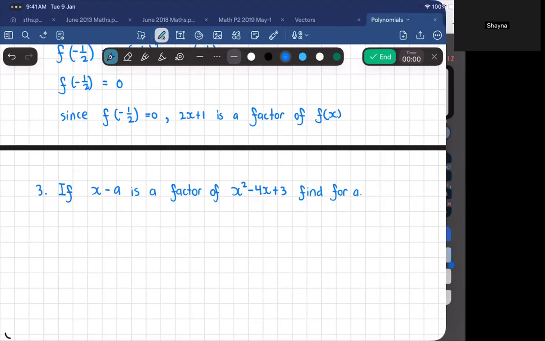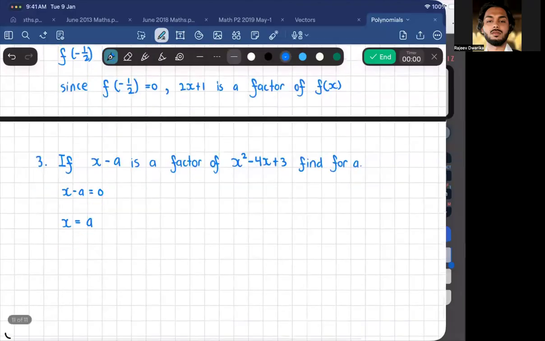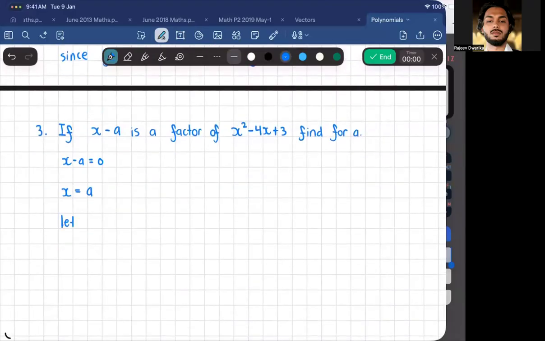Okay, let me run through the question together. I think you know what to do, right? So the very first thing I'm going to say is x minus a is equal to 0, and I'm going to solve for x. So if that's the case, x would be equal to what? Tell me, Shayna, what would x be? The next thing I'm going to do is say, let f of x be equal to the expression that we were given, x squared minus 4x plus 3.